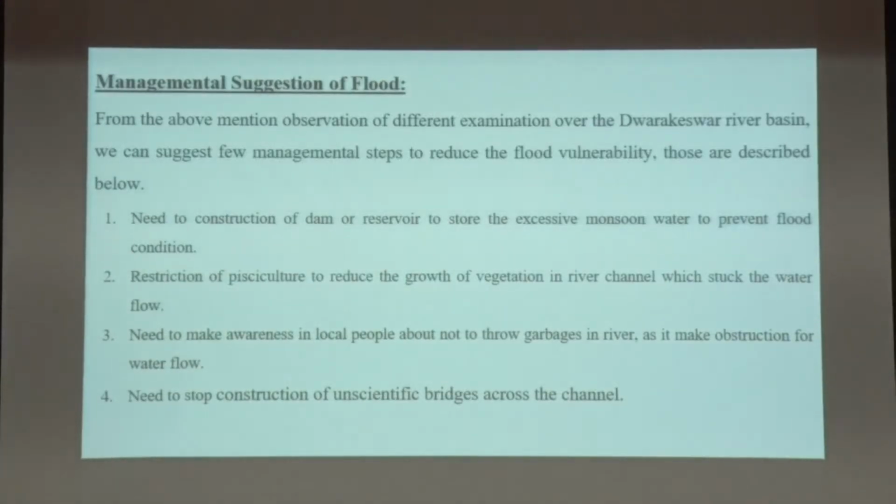So for management suggestions, we need to construct a dam or reservoir to control the excess amount of water. There should be a restriction on pisciculture to reduce the growth of vegetation in the river channel. We need to make local people aware not to throw garbage in the river. And we need to stop the illegal construction over the river channel.